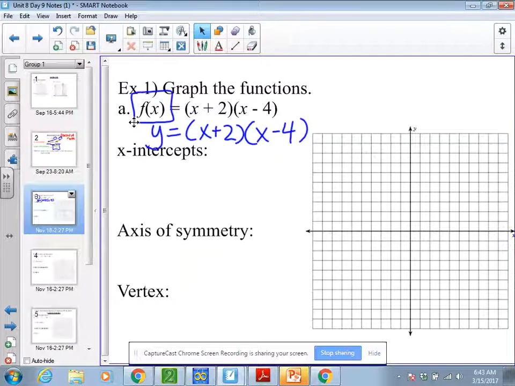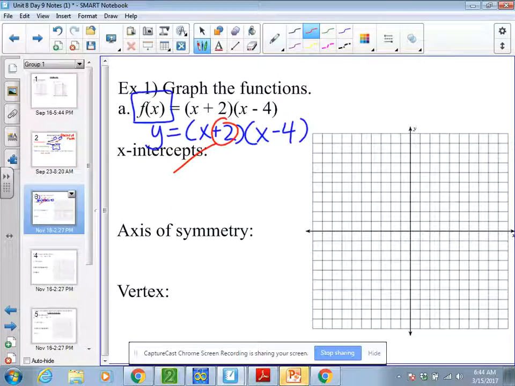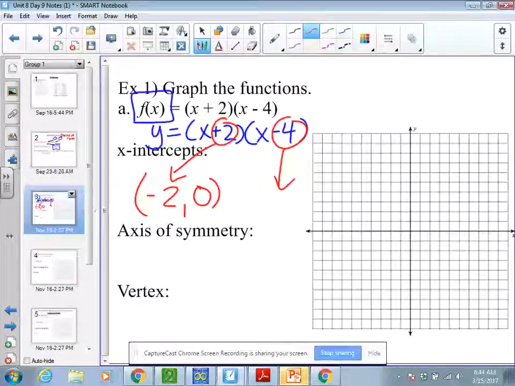The first step is to find my x-intercepts. So I'm going to take these values and change their signs. This is going to become negative 2 because it was positive, and I'm going to put a 0 after it because your x-intercepts always have a 0 second. I'm going to change the sign of this one, positive 4, 0. So I'm going to go ahead and graph those right away. Negative 2, 0, positive 4, 0.